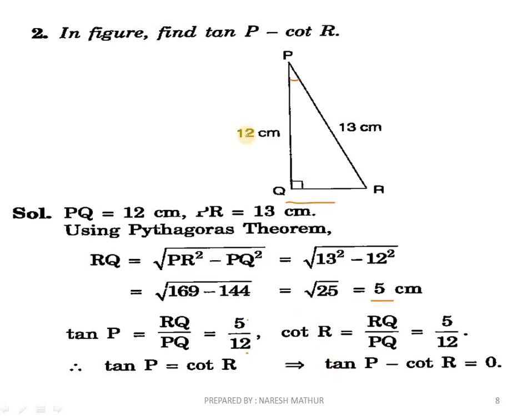Now cot R, B by P, but the angle is changed here, so the base will be QR, that is 5, and the perpendicular, that is 12. So 5 by 12 minus 5 by 12, we get 0. Just remember this thing. Here our angles are different, that's why cot R is not the reciprocal of tan P.